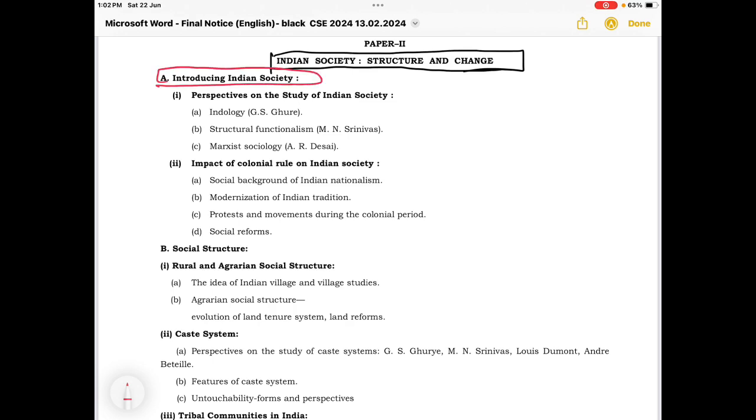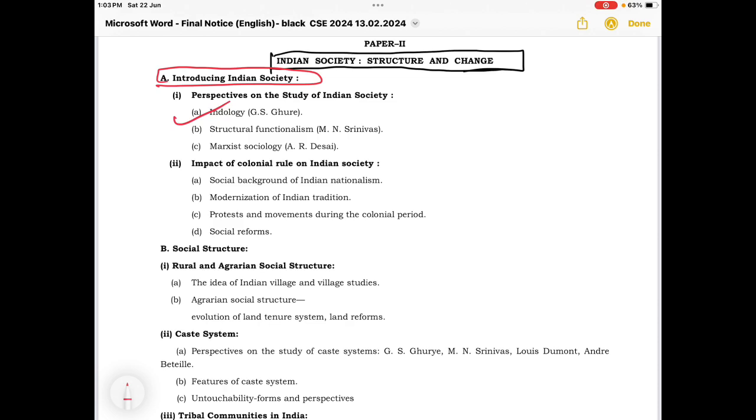First you will learn here about the different theories and different thinkers, like the Indology perspective, which means studying Indian society with the help of religious texts. What the Indian religious texts, Indian ancient texts, and Sanskritic texts are. You will see that type of material here, and with that material they have studied the society.